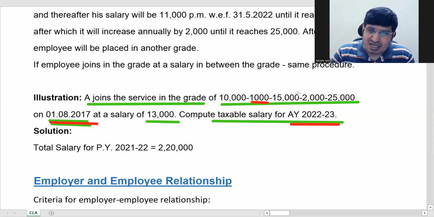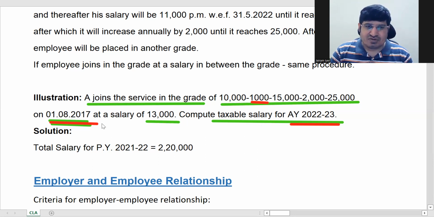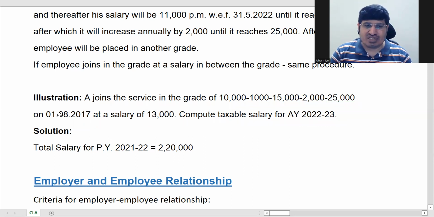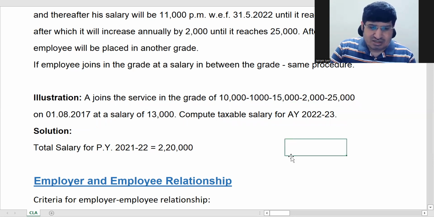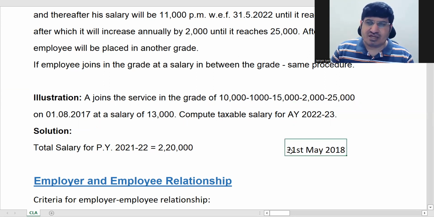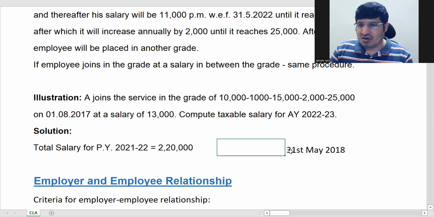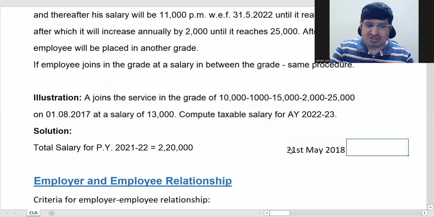Now let us see how a year is seen in government employment. 1/8/2017 is there, correct? So 1 year will be 31st May 2018. So in government employment, it is considered that you are entitled to this 1,000 on 31st May 2018. We are entitled to 1,000.